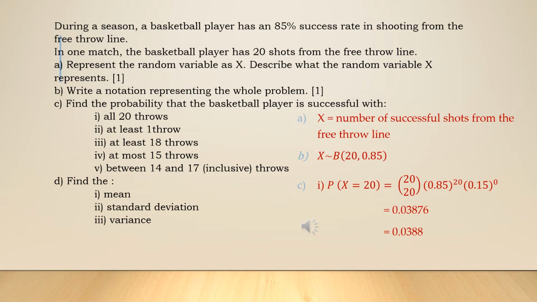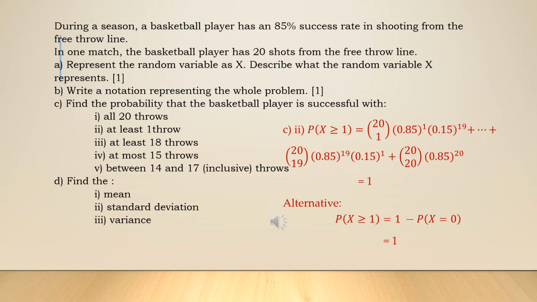So you can get your calculator and follow the same format. We get the combination, then you raise 0.85 to 20, and 0.15 to 0, which is simply 1. You will be getting 0.03876, or probably some more decimal numbers. Or since you're using your calculator or your GDC, you can simply go to binomial PDF and then encode the data given. It will still give you the same result. Now we have to write our final answer in 3 significant digits. So this answer is approximately equal to 0.0388.